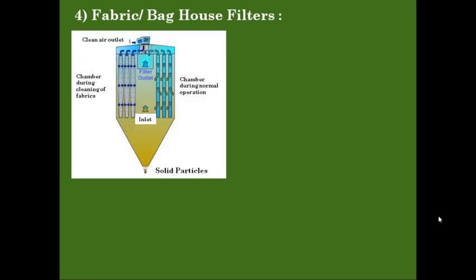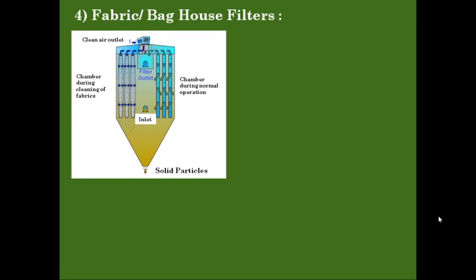The next equipment which is used for separation of particulate matter from flue gas is known as fabric filters, and these are also named as baghouse filters. So in fabric and baghouse filters, again these are cylindrical in shape, tapering at the bottom, and inside the chamber of these fabric bags, the cylinders made up of fabrics, special fabrics are installed. You can see through this diagram also.